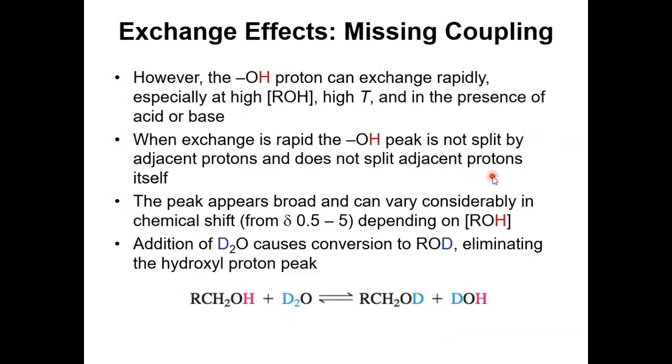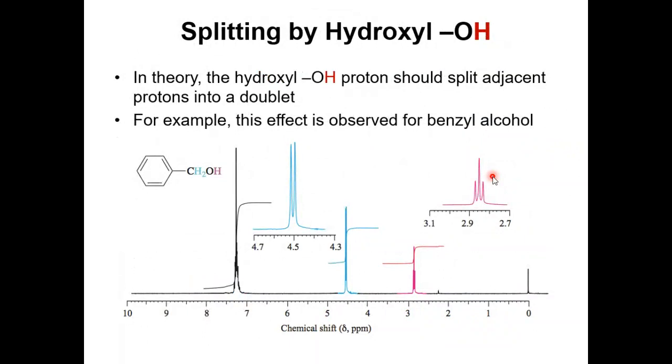So in those circumstances, the peak could appear very broad and can vary considerably in chemical shift value depending on the alcohol concentration. So that's the reason why we don't use the chemical shift value to identify an OH proton. Often the OH proton is the last proton left. We consider that to be the OH proton.